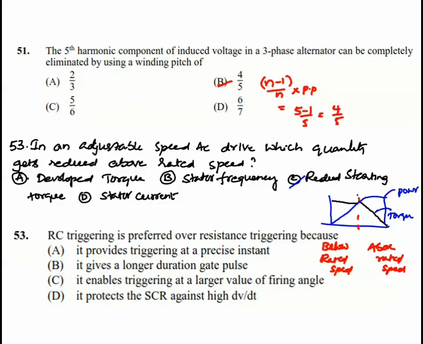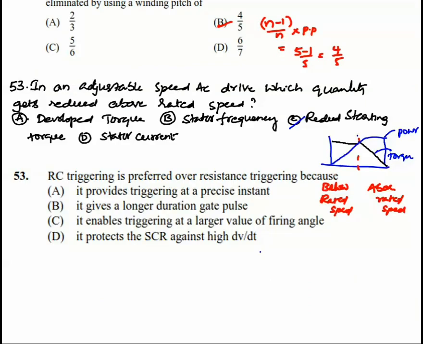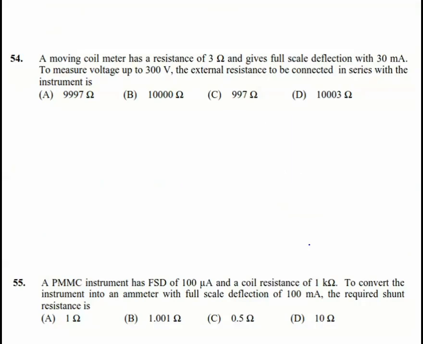Next one, that is the 53rd one: RC triggering is preferred over resistance triggering. Resistance triggering enables us a firing angle of 0 to 90 degrees only. RC triggering will enable it to extend to around 180 degrees. It enables triggering at larger values of firing angles compared to resistance triggering. So it is around 0 to 180 degrees, ideally, not practically.